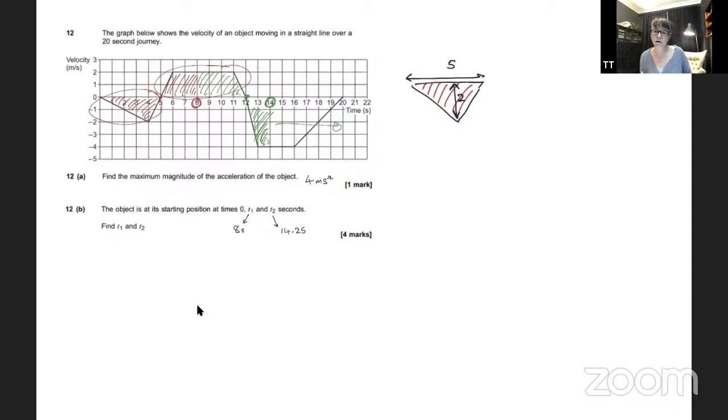Half base times height, half of 10, 5. So it goes 5 meters left. Let me know if I go wrong, because those of you that know me know that as soon as it's actual numbers, my brain becomes useless.